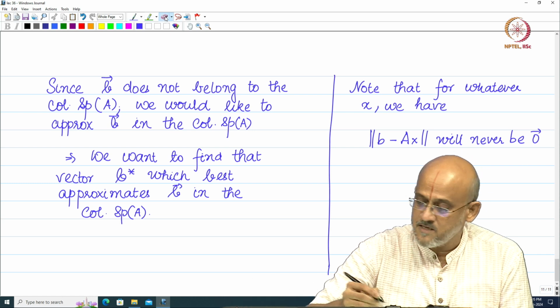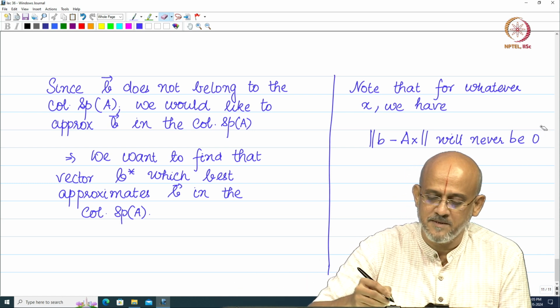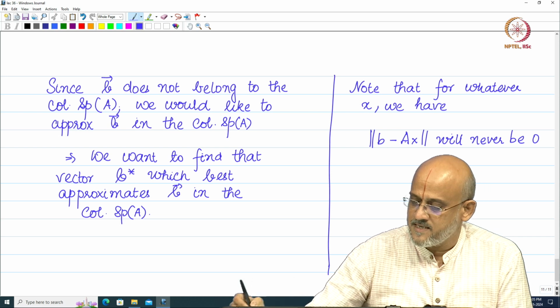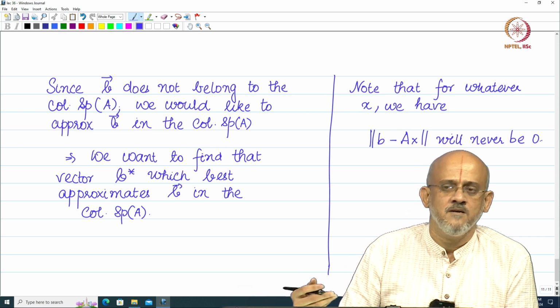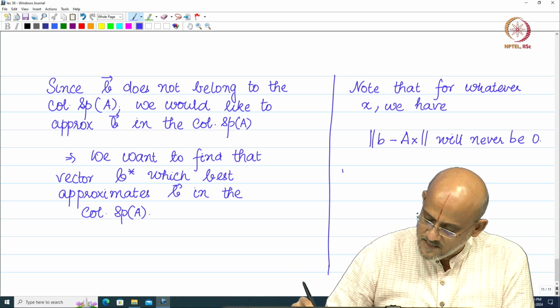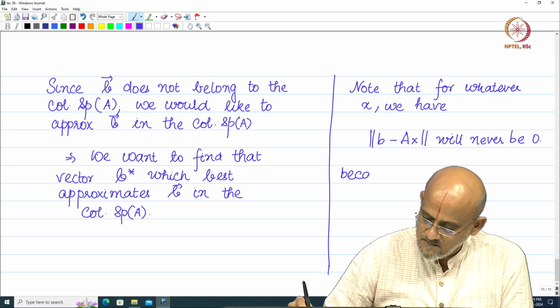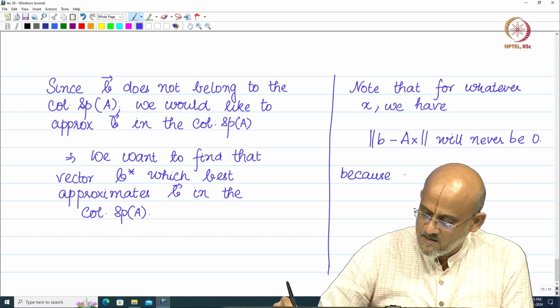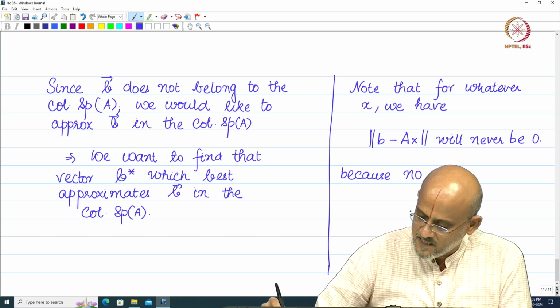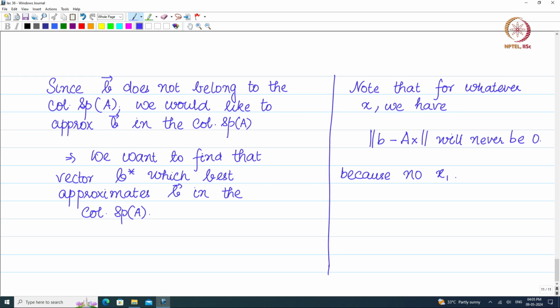It will never be 0, sorry, not the vector, it will never be 0. The length of B minus Ax will never be 0. Why? Because you cannot find scalars; no scalar x1, x2, ..., xn exists such that Ax is equal to B, right.